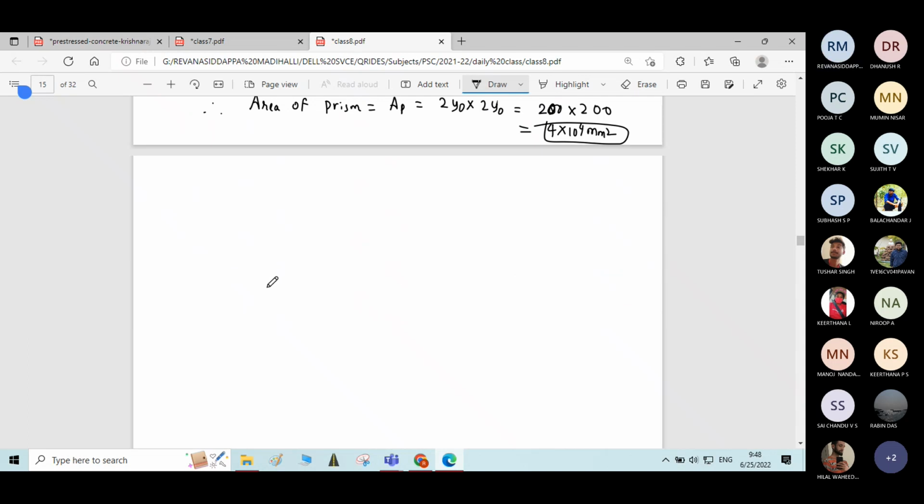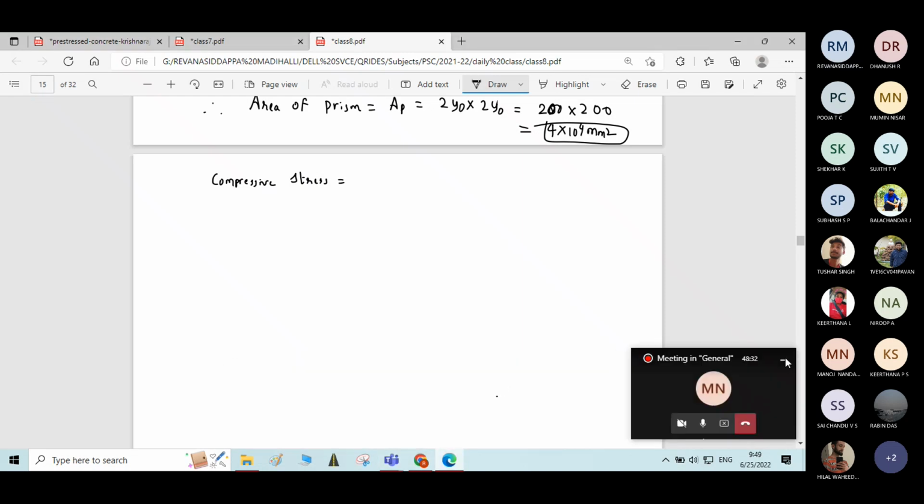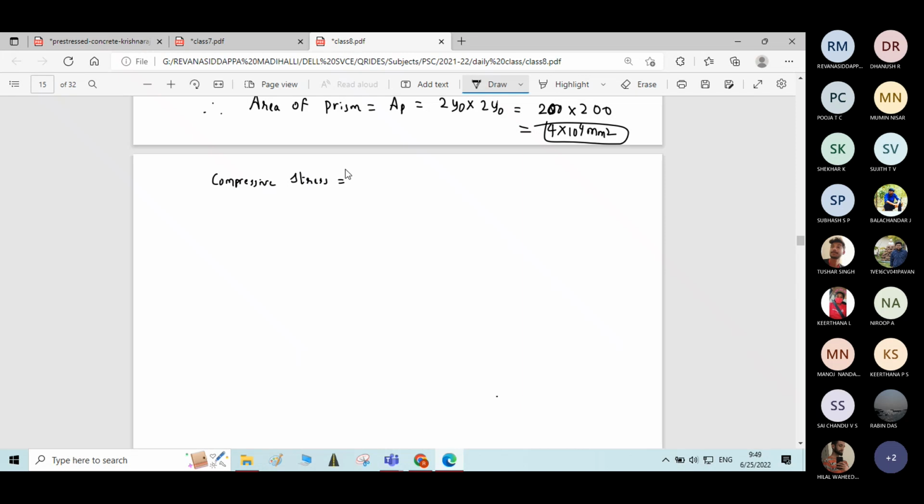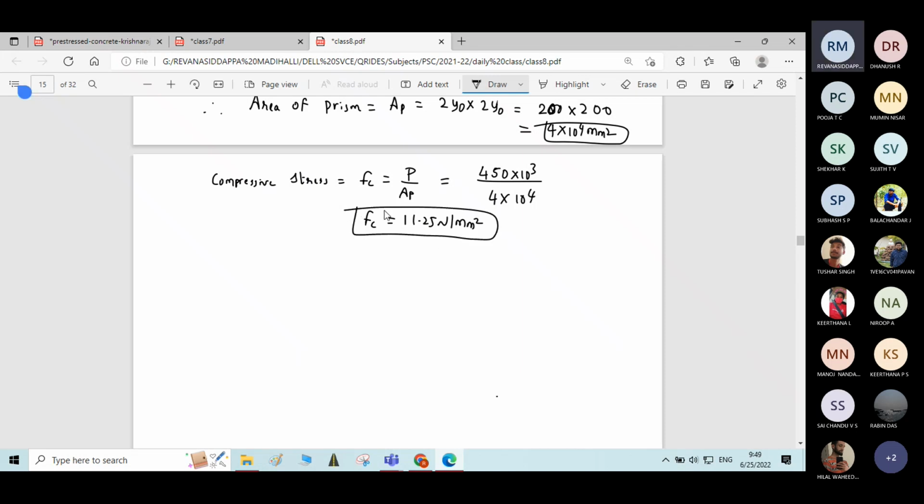Now, the compressive stress we can find. Compressive stress is equal to FC is equal to P by AP. The prestressing force is 450 into 10 power 3 Newton. Area of prism is 4 into 10 power 4. Therefore, the FC value is 11.25 Newton per mm square.